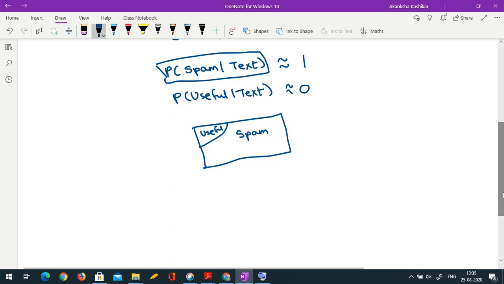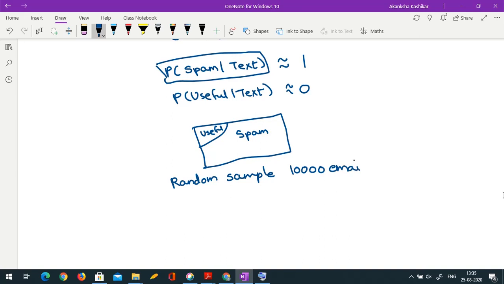Let us say I want to generate now my own spam filter. How would it work? Maybe I take a random sample of, say, 10,000 emails from my own inbox. Suppose I have taken a random sample of 10,000 emails from my own inbox, and maybe it turns out that out of these 10,000, 9,000 emails are actually spam emails and 1000 emails are, suppose, useful emails.